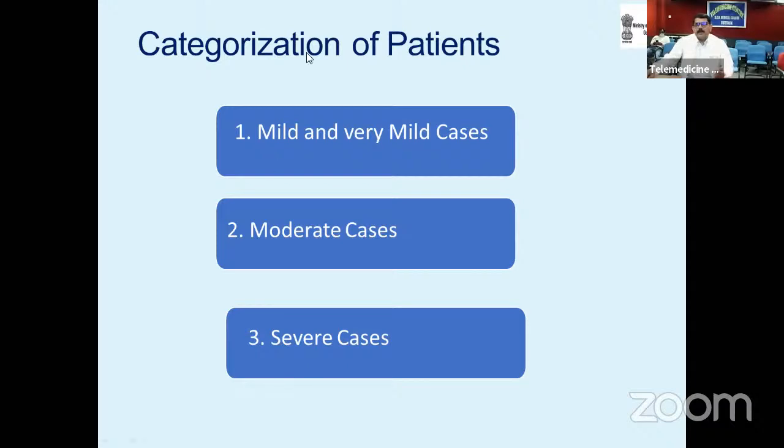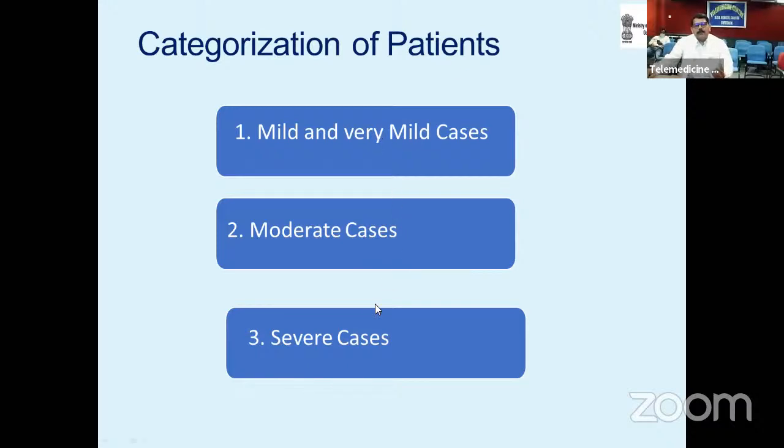Then moderate cases: if a mild case is admitted and he is developing these features, a fall in blood pressure, when the systolic comes below 100, a patient who is having hypoxia, the saturation falls below 95%, or a patient who is having headache, high grade fever of 100 to 103, vomiting and different related features, we know that the patient is going to the moderate stage.